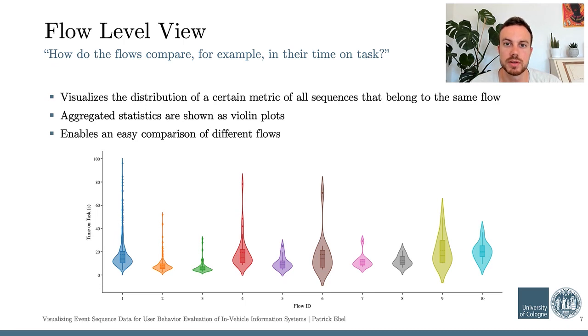Having now experienced the task level view, we continue with the flow level view. Whereas the task level view provides an overview of the flows and how they are distributed, a comparison between flows with regard to a certain metric is not sufficiently visualized. We therefore created the flow level view that shows the distribution of a certain metric of all sequences that belong to the same flow. The different flows that belong to the same task are shown next to each other to facilitate the comparison between them.